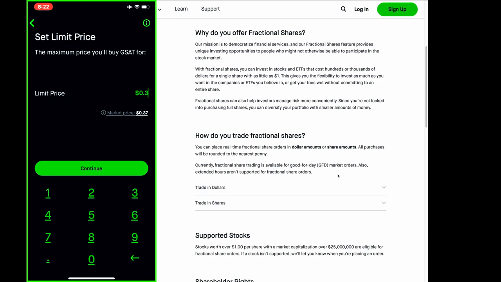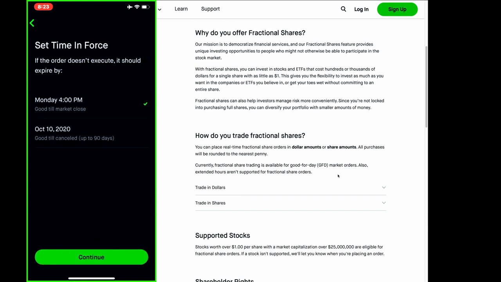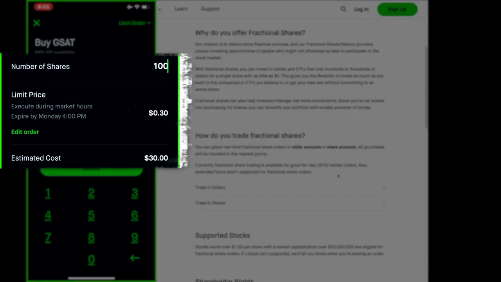So I'm going to press continue, and I'm going to do it during market hours till 4 p.m. is the time in force of Monday. And now it's asking how many shares. Now you see the decimal point is missing again. They do not allow fractional shares. So I'm going to say I want to buy 100 shares. So that means 100 shares at 30 cents. If price goes down there, I will get filled, or at least executed, and I will not 100% get filled unless enough shares traded at that price.